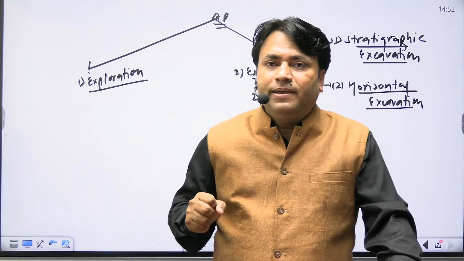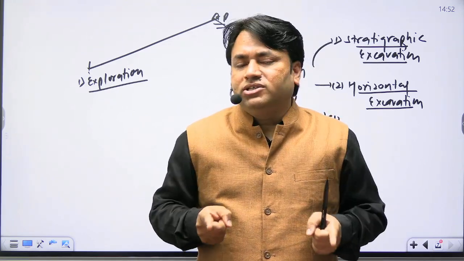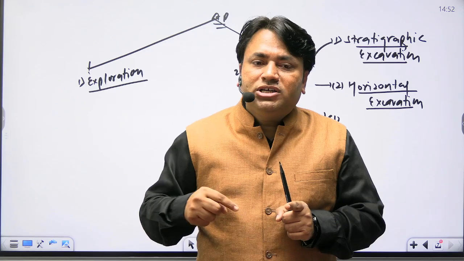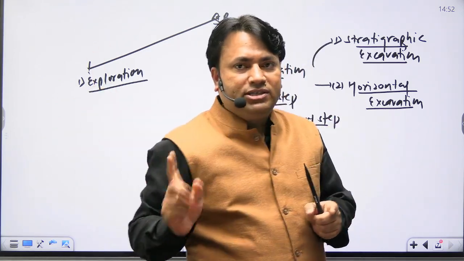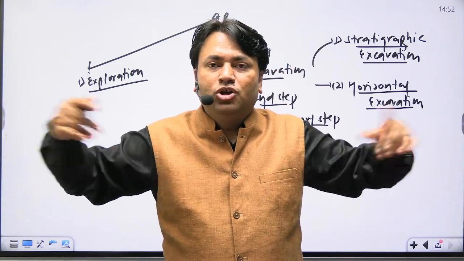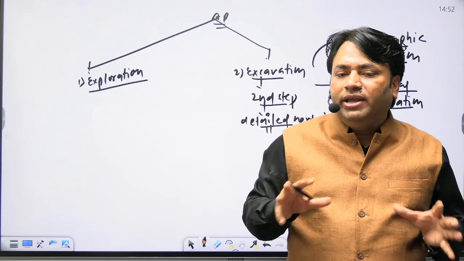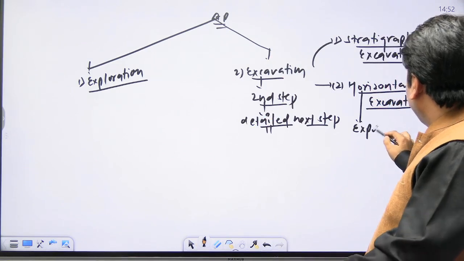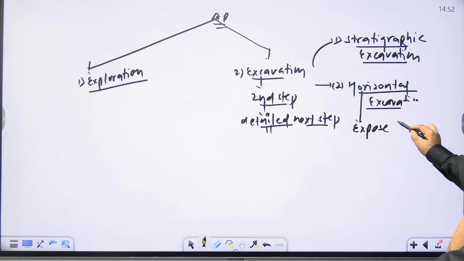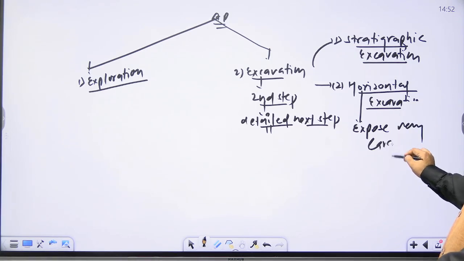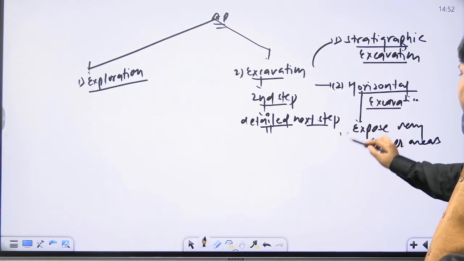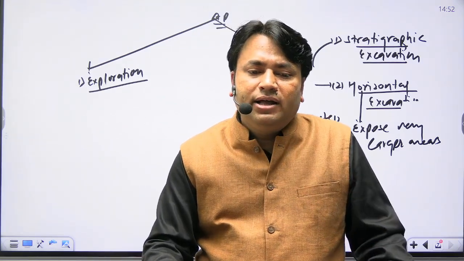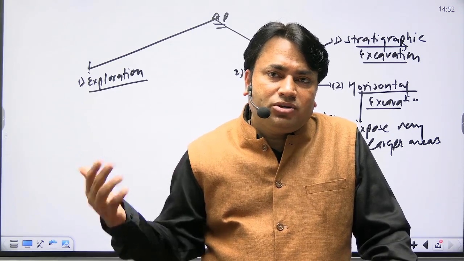What does it mean? Horizontal excavation is done when the archaeological remains cover very large areas, for example Harappa and Mohenjo-daro. Horizontal excavations will be done if you need to expose very large areas. In this way you will get an idea about the spatial organization of that particular area.